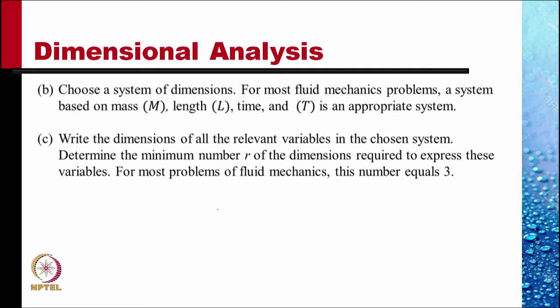Choose a system of dimensions. For most fluid mechanics problems, a system based on mass, length and time, MLT, is an appropriate system. Write the dimensions of all variables in the chosen system. Determine the minimum number R of the dimensions required to express these variables. For most problems in fluid mechanics, this number equals 3. That is, dimensions of all mass, length and time are needed.